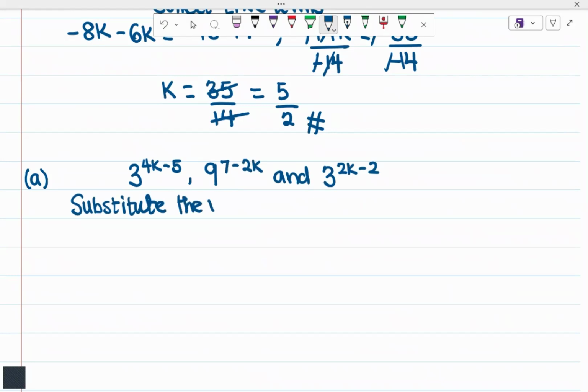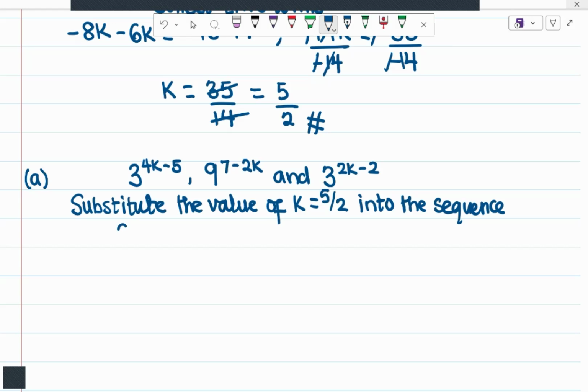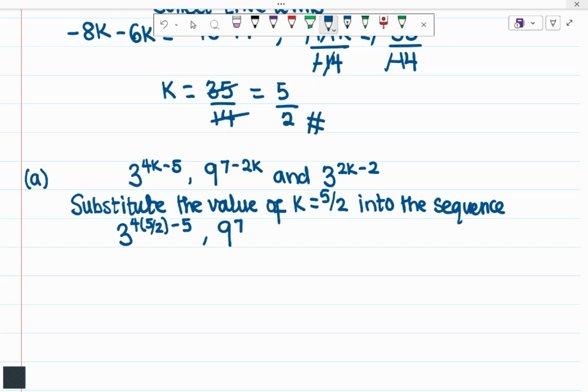Substitute the value of k equal to 5 over 2 into the sequence. So if I have that now, this will become 3 raised to the power of 4 open bracket 5 over 2 minus 5, comma, 9 raised to the power of 7 minus 2 open bracket 5 over 2, and 3 raised to the power of 2 open bracket 5 over 2 minus 2.